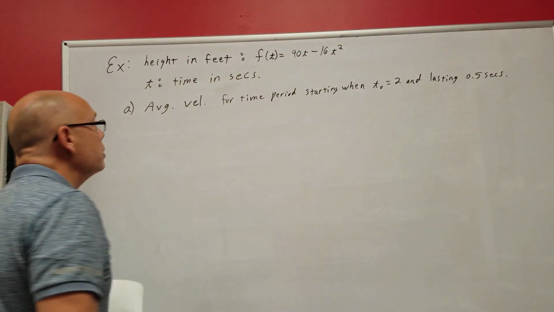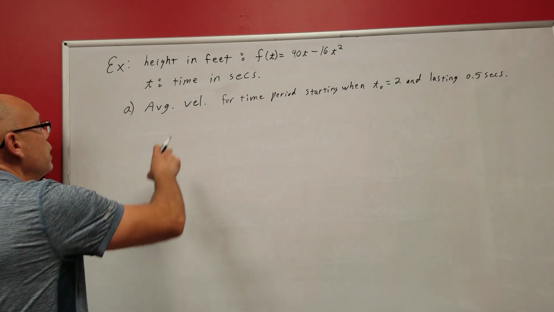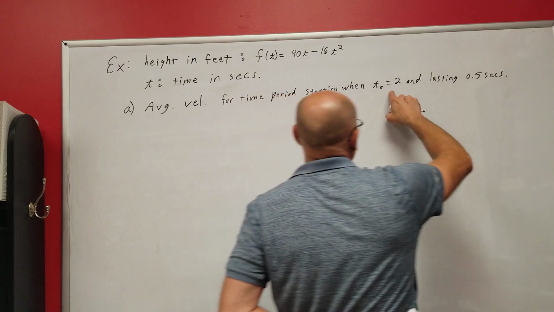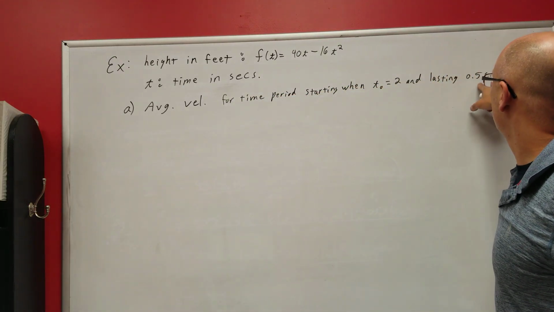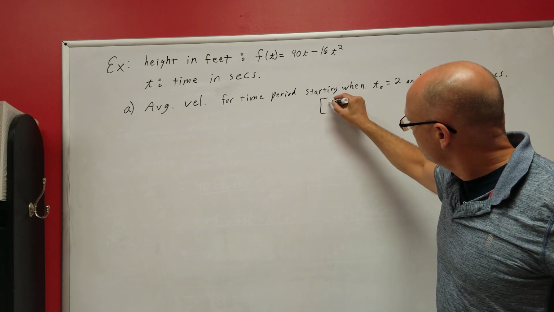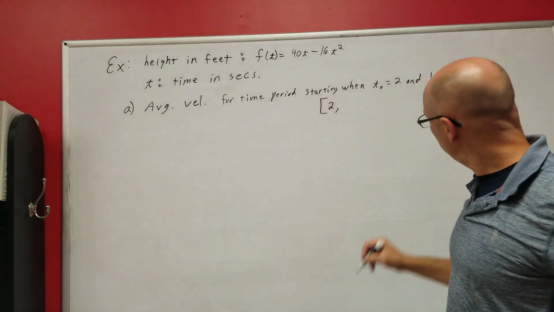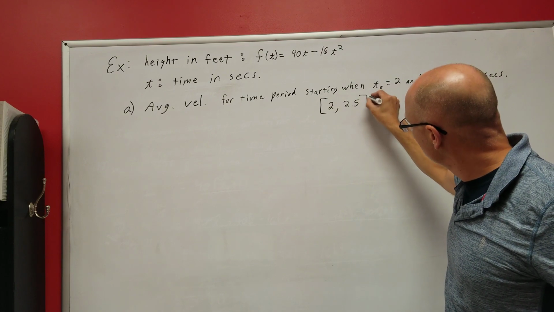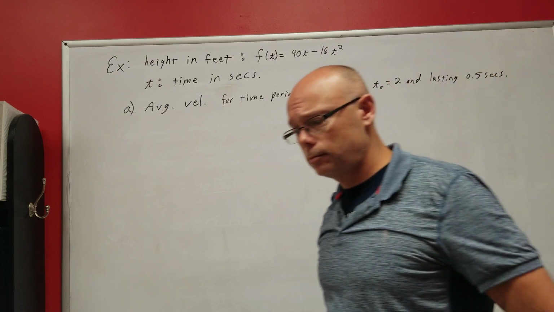All right, so what do they want me to find here? They want me to find the average velocity from t naught equals 2, lasting 0.5 seconds. So if I think about my interval, that'll start at 2 seconds, and if it lasts 0.5 seconds, that means it goes to 2.5 seconds, right?